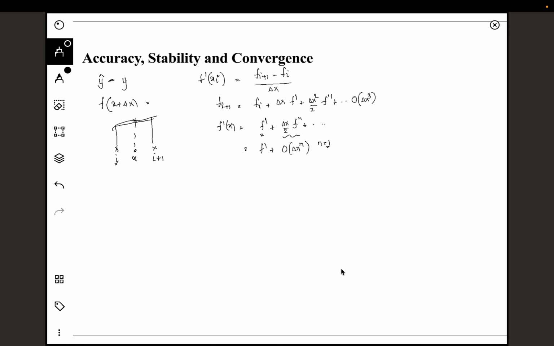Then we have the concept of consistency, which says that as you refine the mesh, the value that you are seeking and the analytical value will approach each other. That is what you call consistency. So as delta x, in different cases you have delta t also.